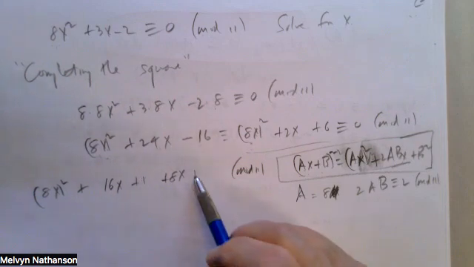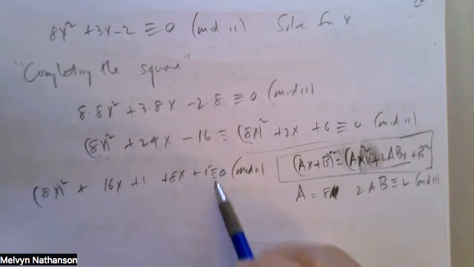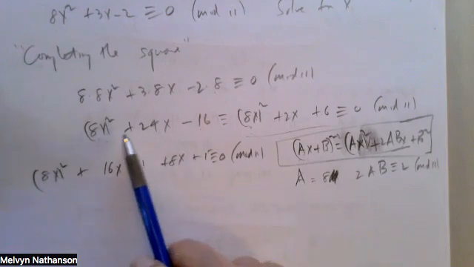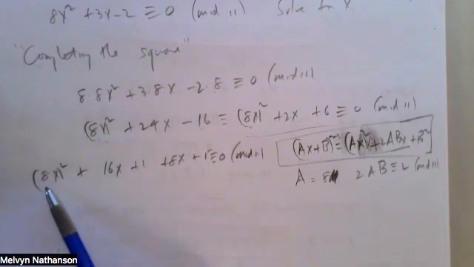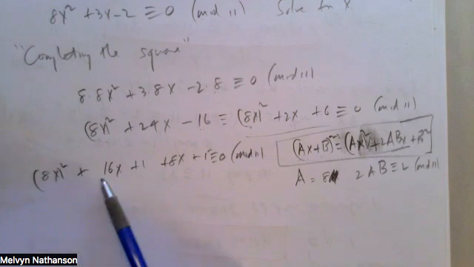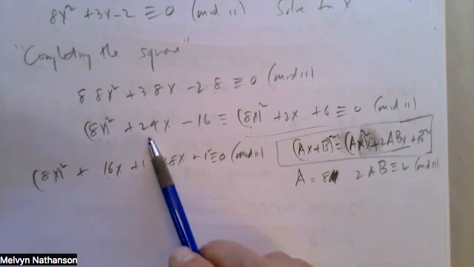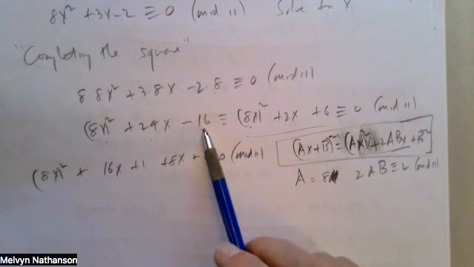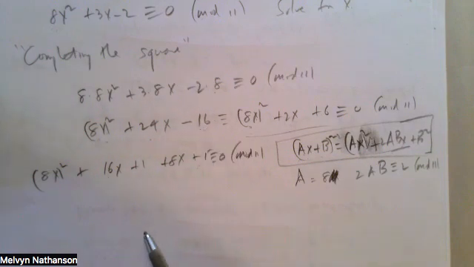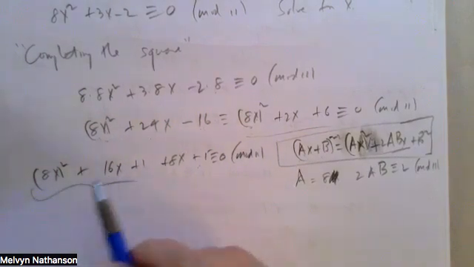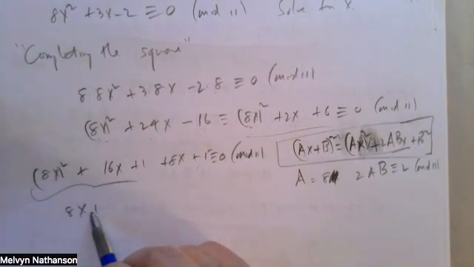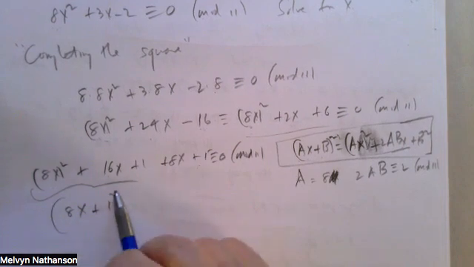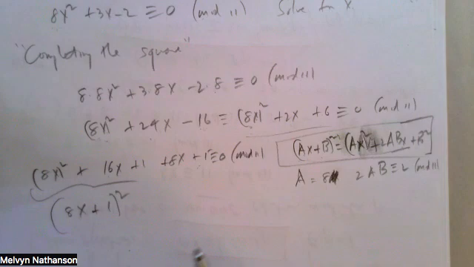6 is the same as 1 plus 5. So you just have to check that this equation is the same as this. This is 8x squared. 16x plus 8x is 24x. 1 plus 5 is 6, which is congruent to minus 16 mod 11. And then if I look at this, this is exactly 8x plus 1 squared. And here I have plus 5.